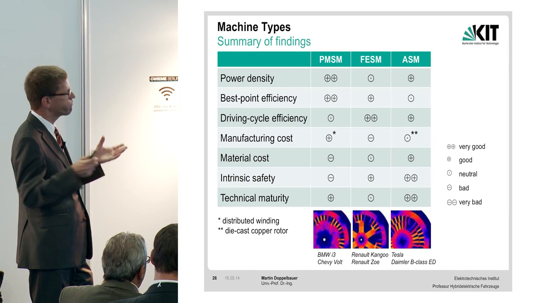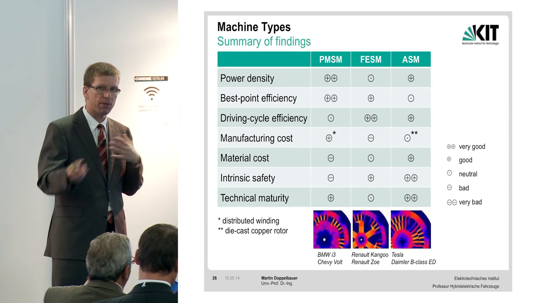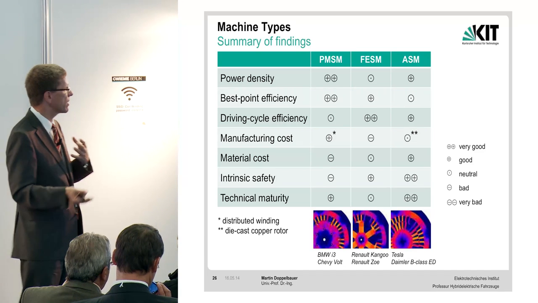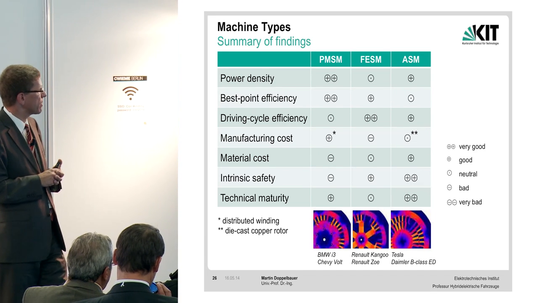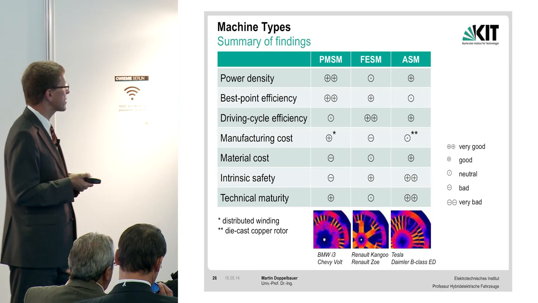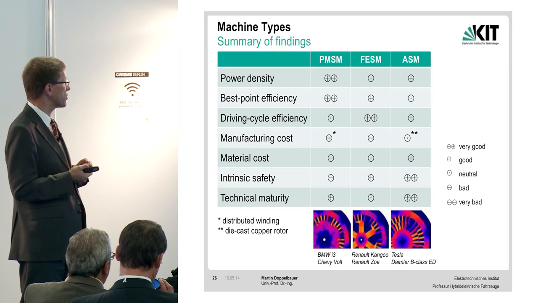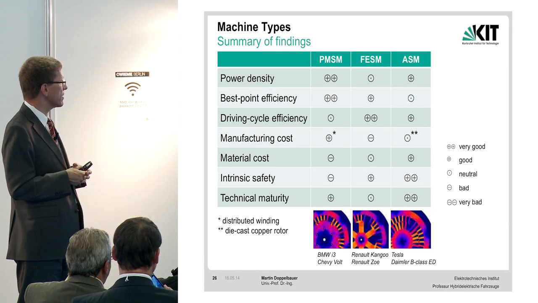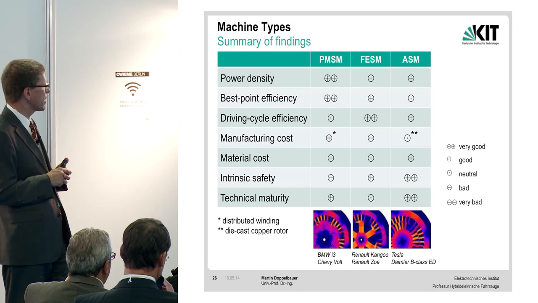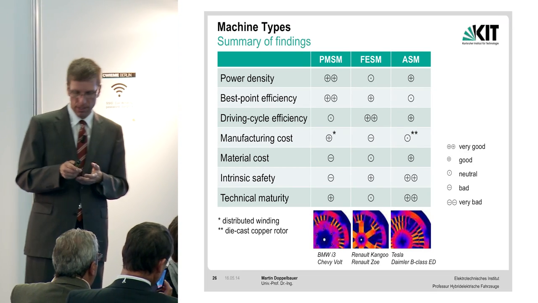Manufacturing costs, very difficult to say. It depends a lot on the magnet prices, depends a lot how much you put into automatization. Material costs, clearly a disadvantage for permanent magnet machines. Intrinsic safety and technical maturity, clearly an advantage for induction machines.